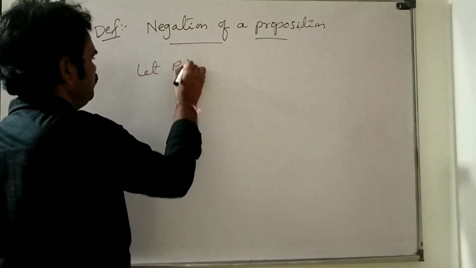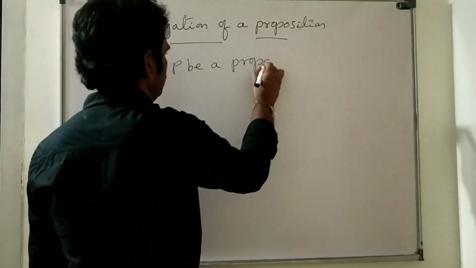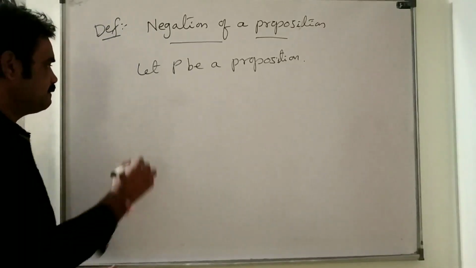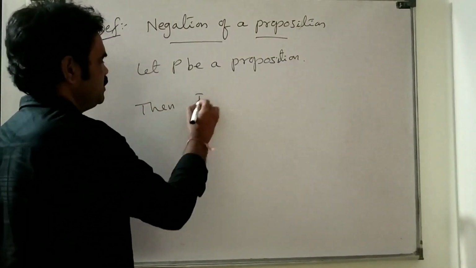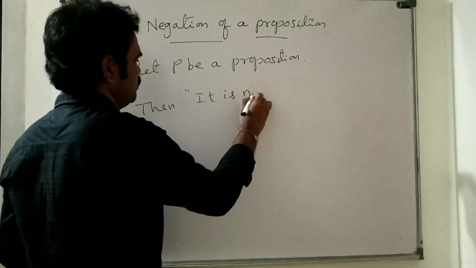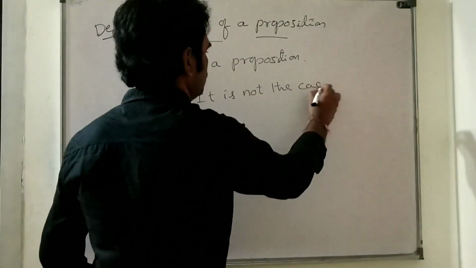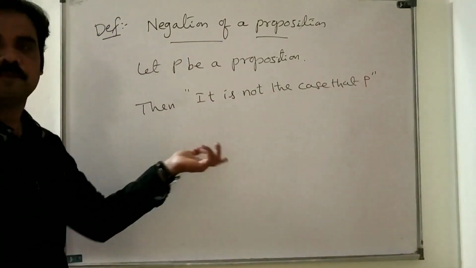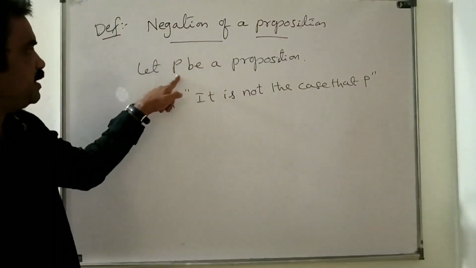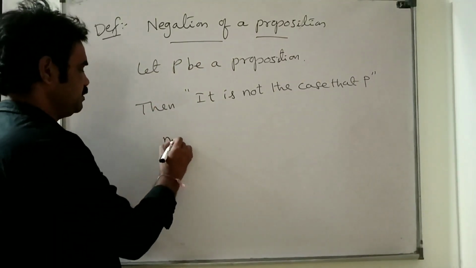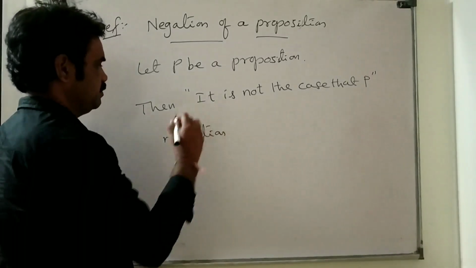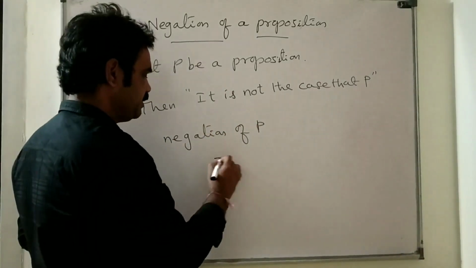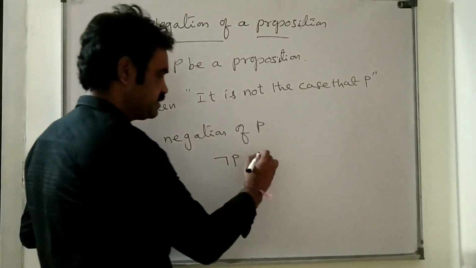Let P be a proposition. Then it is not the case that P is also another proposition. That is called negation of the proposition P. The statement is called negation of the statement P and is denoted by ¬P. Read as not P.